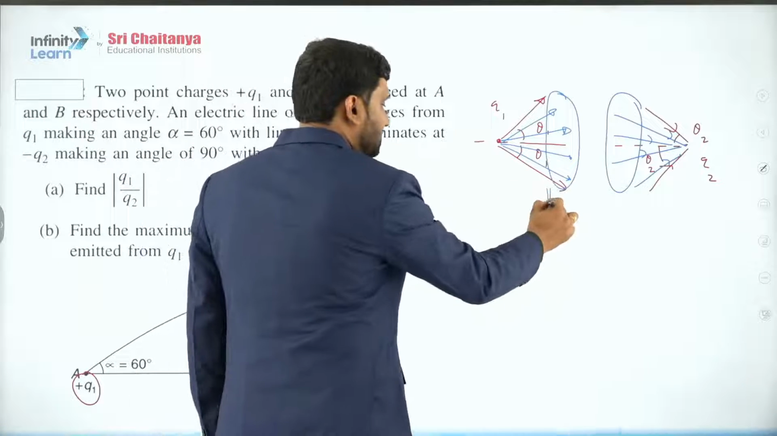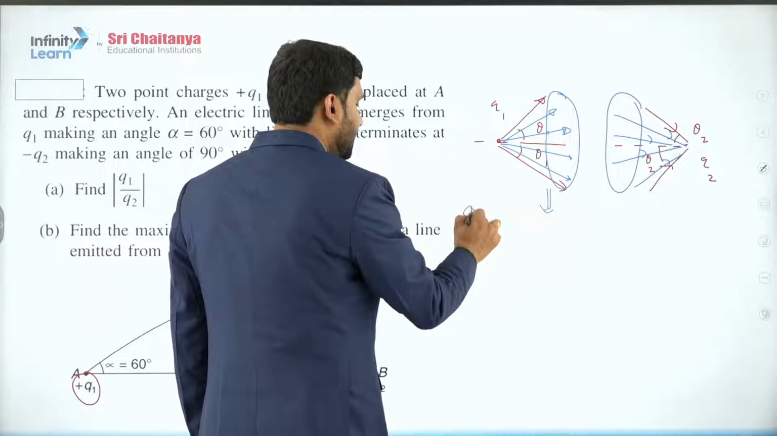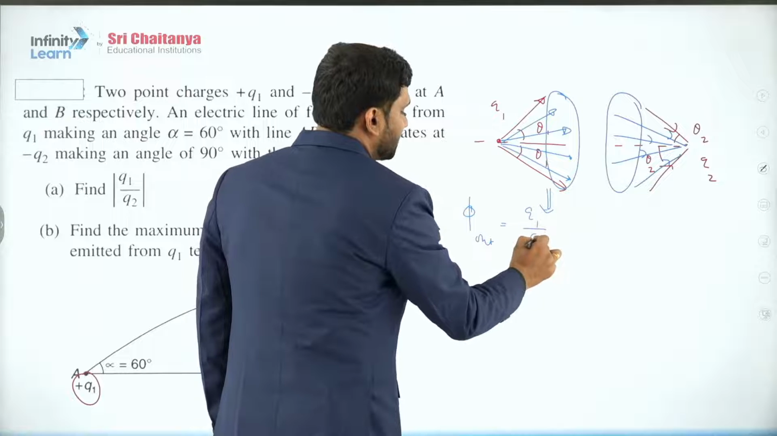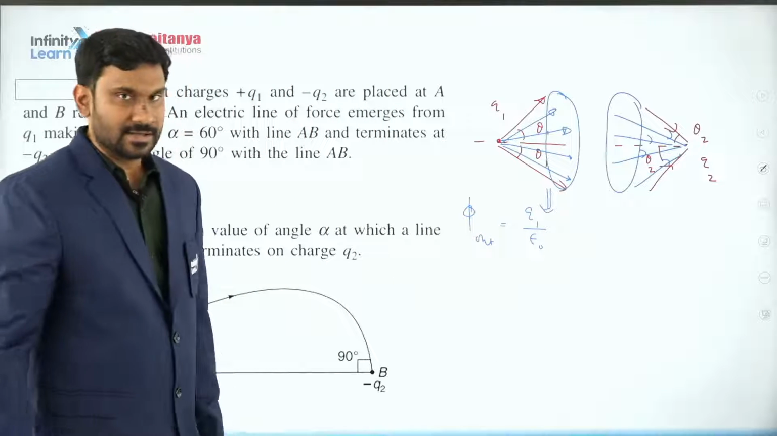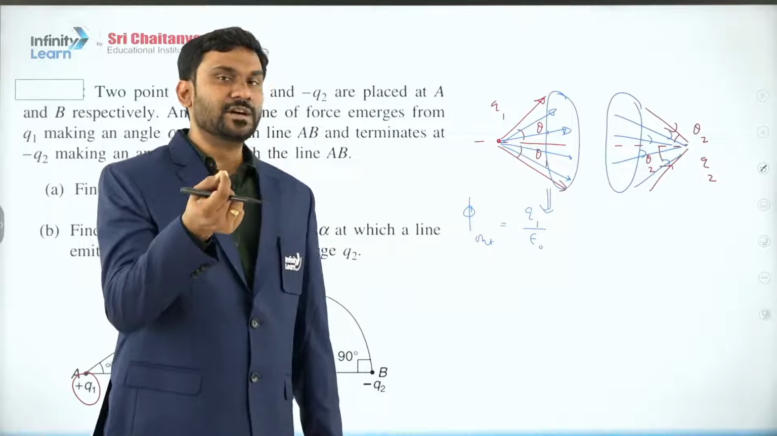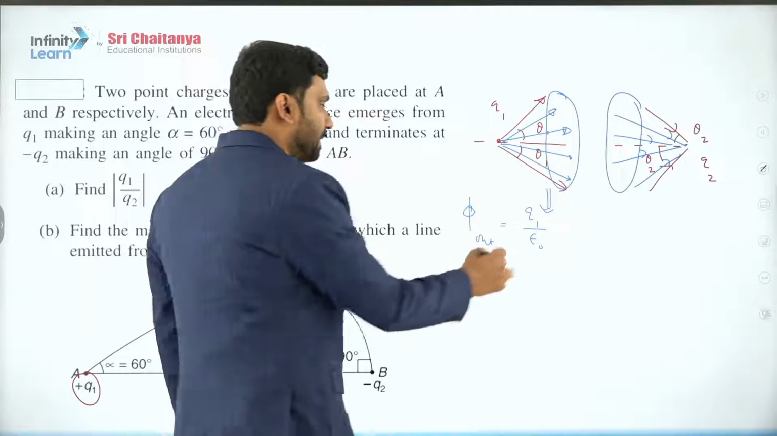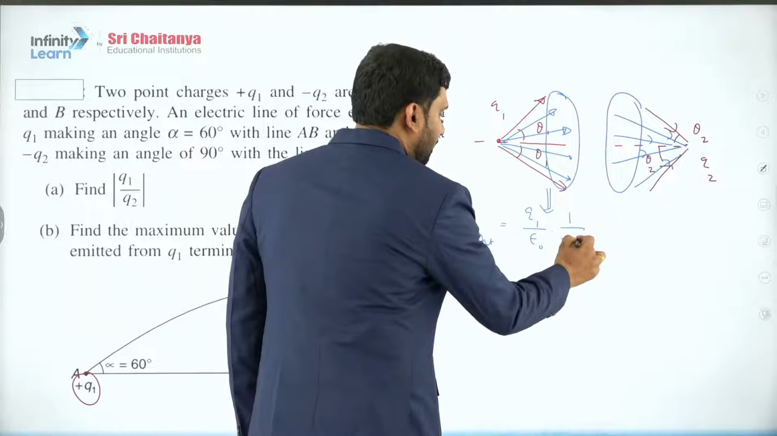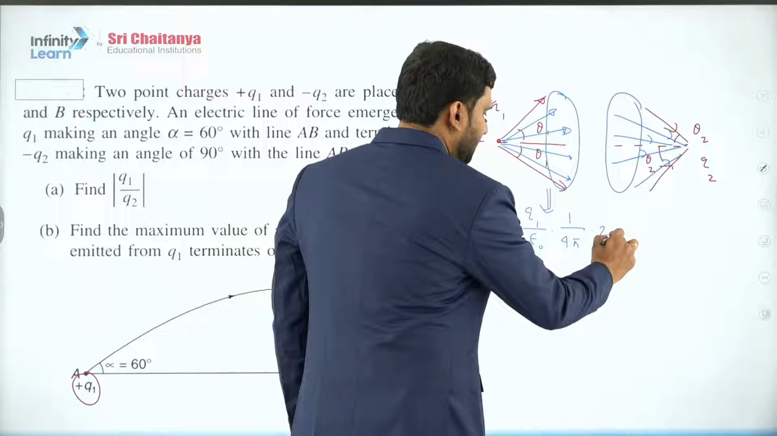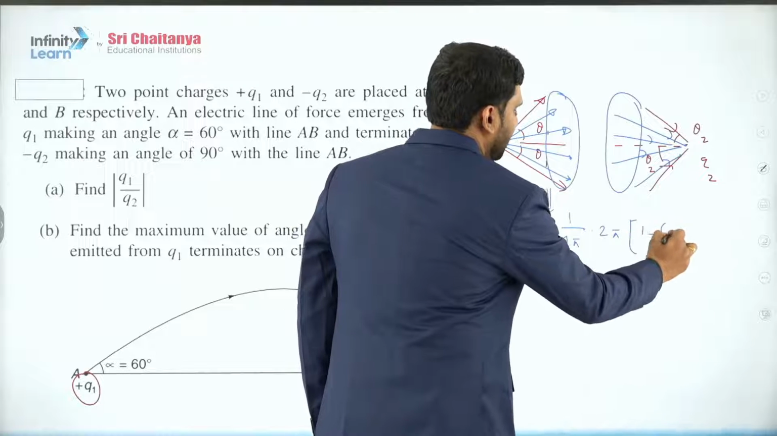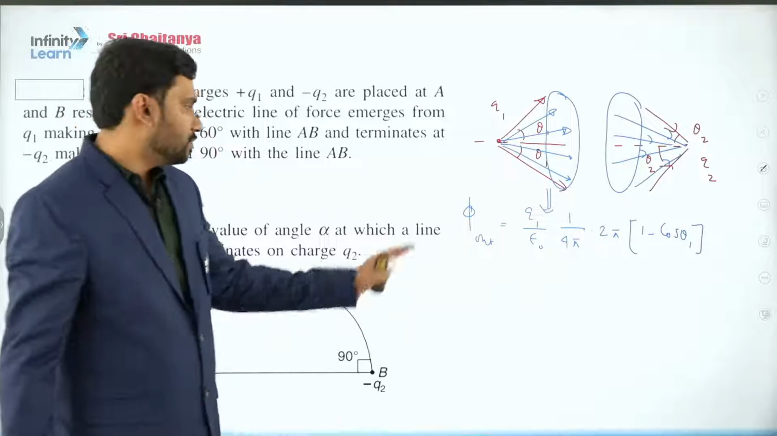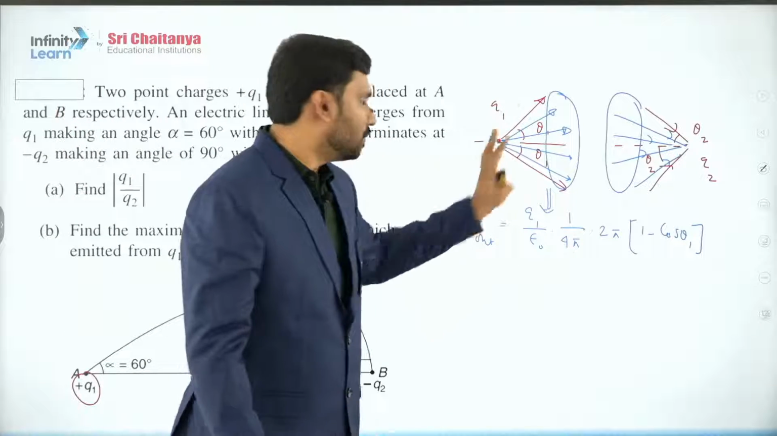What is the flux here in this case? Phi out is equal to Q1 by epsilon naught. It is the total flux, and we know a point charge maintains spherical symmetry. So for a sphere, the solid angle is 4 pi. So per unit solid angle it is 1 by 4 pi into how much solid angle it is subtending? Simple formula, 2 pi into 1 minus cos theta1. All right, so this is the flux out of Q1.